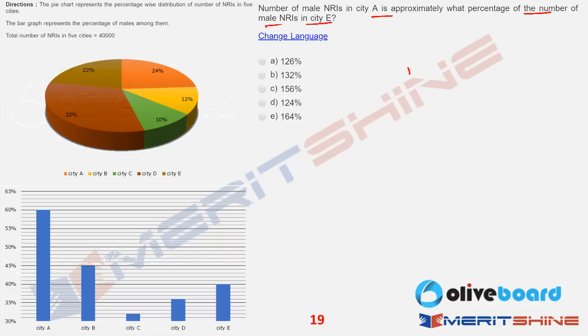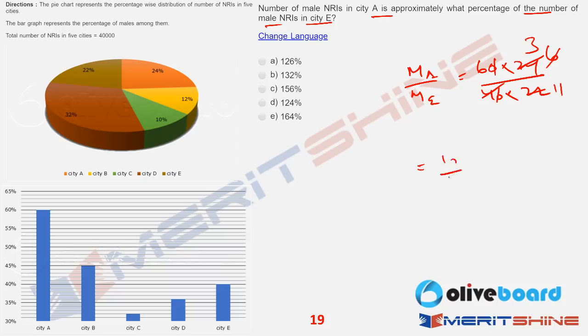The number of NRIs in city A is approximately what percent of the number of male NRIs in E? Yeah. So male A by male E is what you have to find out. A here is how much? 60%, and that is of 24. And E here is how much? 40. And how much is E here? 22. Let's quickly cancel it. This is 4, 6. Yeah. So what do I have here is 2 3s. 11. So I'm having basically 18 by 11.